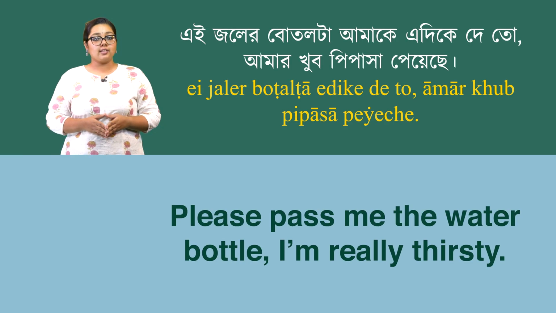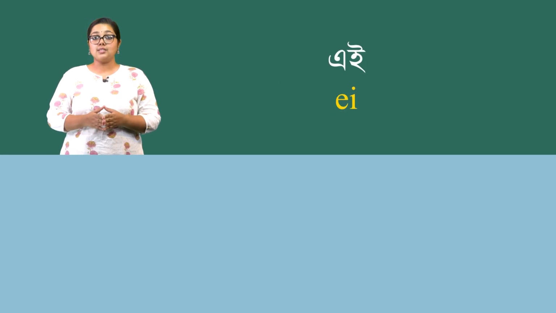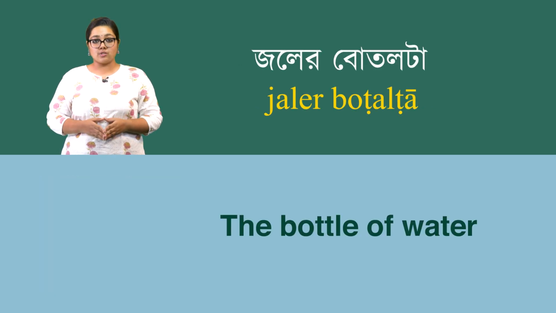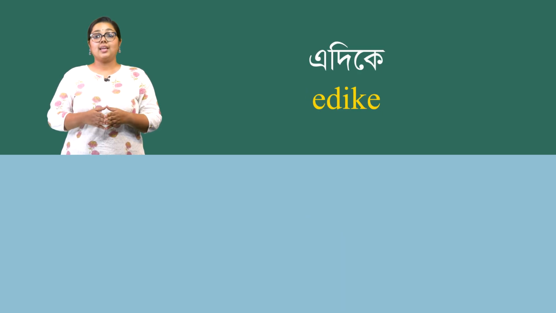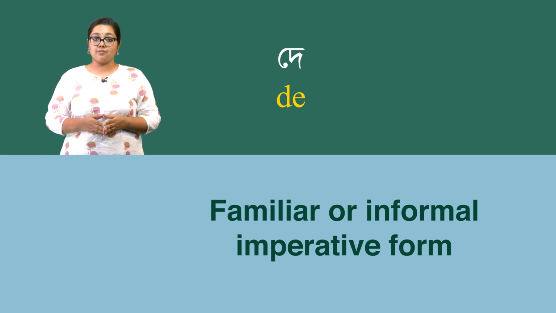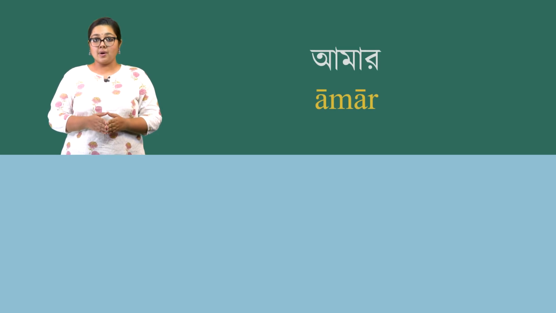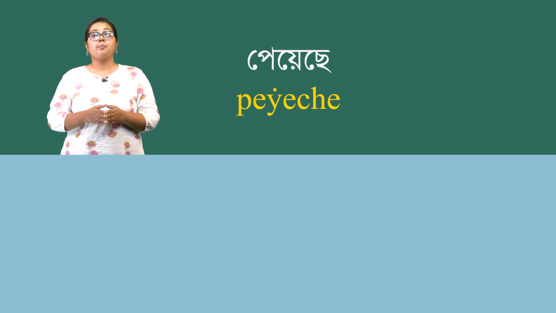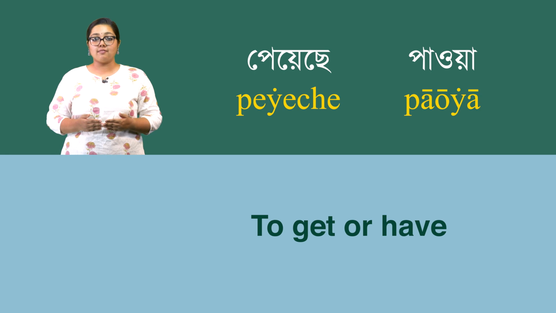In reply, Atish says, এই জলের বোতলটা আমাকে এদিকে দে তো, আমার খুব পিপাসা পেয়েছে. Here, এই means this. জলের is the possessive form of জল, meaning water. So, জলের বোতলটা means the bottle of water. আমাকে again means to me, and এদিকে means this way or towards me. The verb de is the familiar or informal imperative form, suitable between friends. Observe the contrast between informal de and honorific din. The to again softens the command. Amar means my, khub means very, pipasha means thirst, and peyechhe is the present perfect form of paoya, meaning to get or have. So the sentence means, "Please pass me this water bottle, I'm really thirsty."